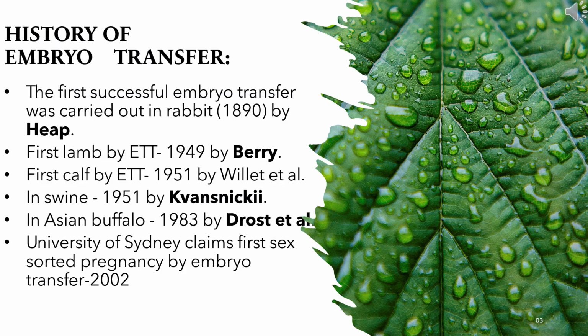History of embryo transfer. The first successful embryo transfer was carried out in rabbit in 1890 by Heap. First lamb by ET in 1946 by Berry. First calf by ET in 1951 by Willett et al. In Spain, 1951 by Kwansnicki. In African buffalo, 1983 by Doss et al. University of Sunday claims first sex sorted pregnancy by embryo transfer in 2020.